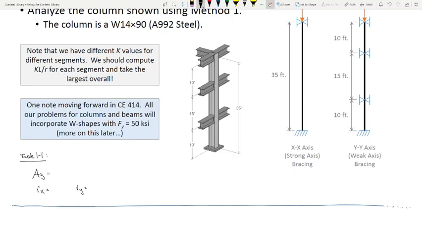Could somebody help me out? We're dealing with a W14x90. What is the gross area and then the moments of inertia about the X and Y axis? Because we'll need those properties in order to analyze the section. Take a second to look that up. Remember, it's 14 by 90.